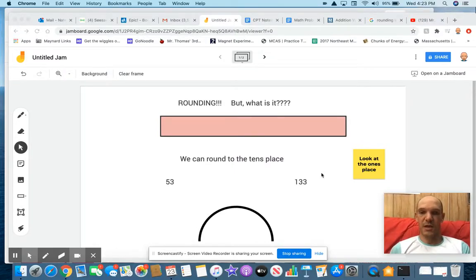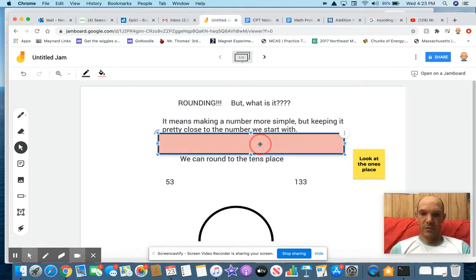This is Mr. Thomas, and today I'm going to be going over the idea of rounding, kind of what it is and how we do it. So, rounding, what is it? So, here is kind of the basic idea. Let's see, so rounding pretty much means making a number more simple, but keeping it pretty close to the number that we start with. So it's a little bit like estimating.